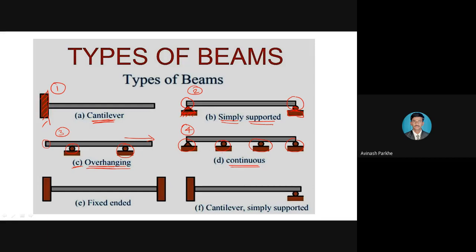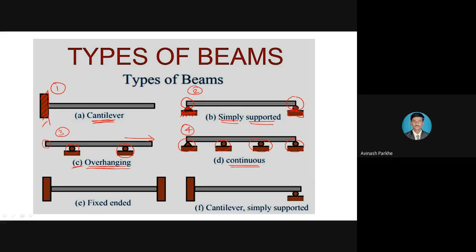So the cantilever means one end is fixed, one end is free. Simply supported means the beam is supported at the two ends only. That beam is called a simply supported beam. Third, overhanging: the beam whose end portions are extended beyond the support, either from one side or from both sides. That particular beam is called an overhanging beam.